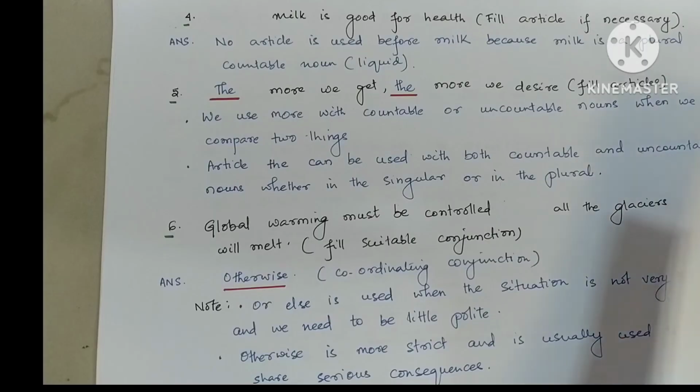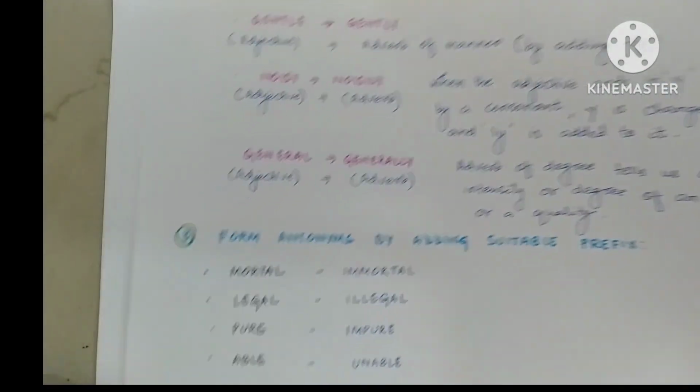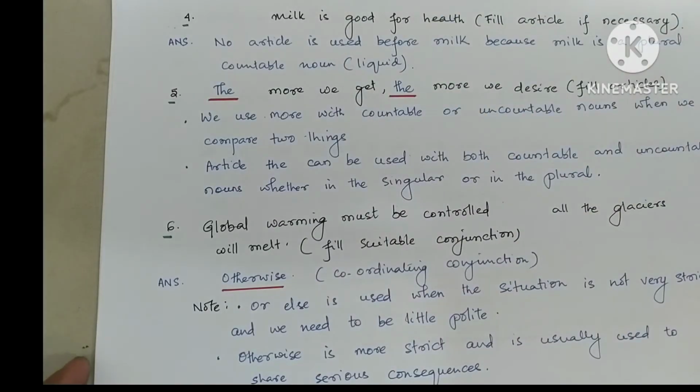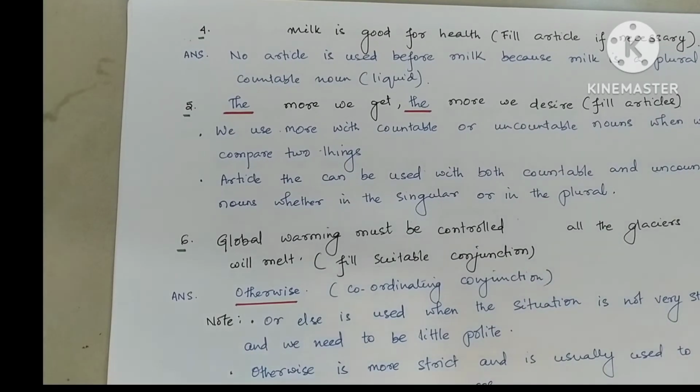Next, milk is good for health. Fill an article if necessary. Now no article is used before milk. Why? Because milk is a liquid, so it cannot be counted. It is not a countable noun. So we cannot add any article before it.